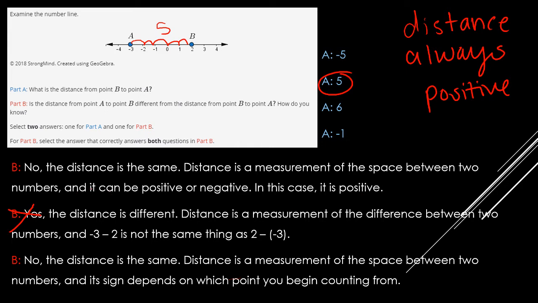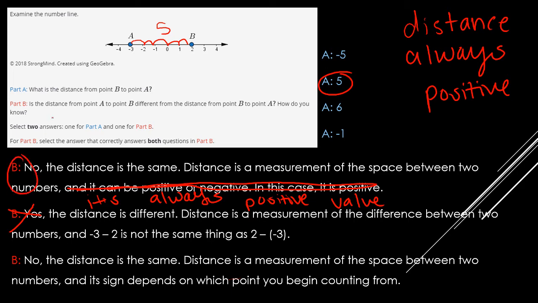So what we want to pick here, I think I accidentally chose the wrong one. I did. Sorry guys, this is a typo on my part. So it's the distance is a measurement of the space between two numbers. Yes. This part over here should say that it's always a positive value. Okay, because distance is always positive. Sorry about that. So that's the option that you'd want to pick. This is a workbook question.